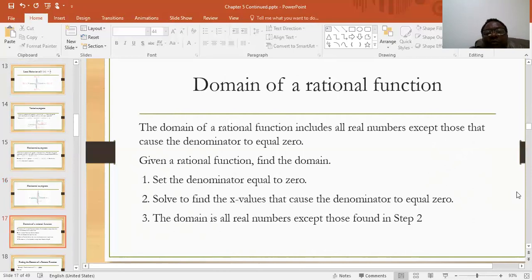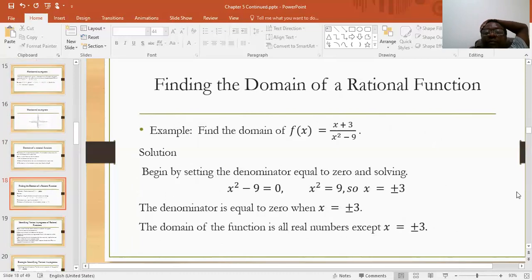Domain of a rational function. The domain of a rational function includes all real numbers except those that cause the denominator to be 0. So when we are given a rational function, to find the domain, we set the denominator to 0 and exclude all the values that make the denominator 0 from the set of real numbers. Example, if we have the function x plus 3 over x squared minus 3, then we can see that x squared minus 3 is 0 at x equals plus or minus square root of 3. So the values plus and minus square root of 3 are not part of the domain of this function.